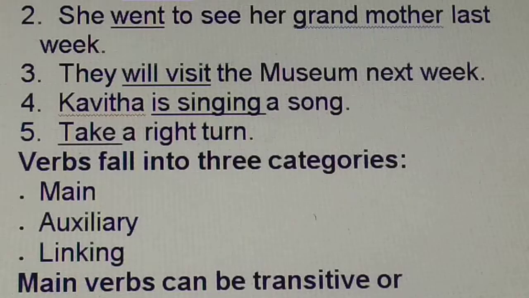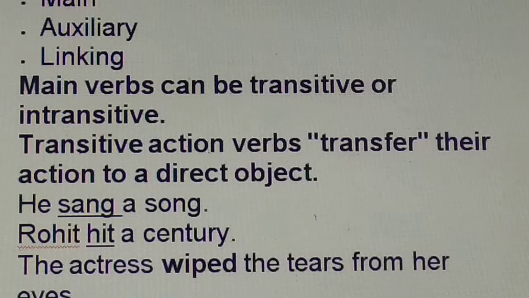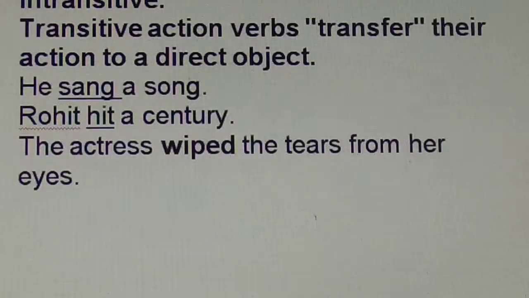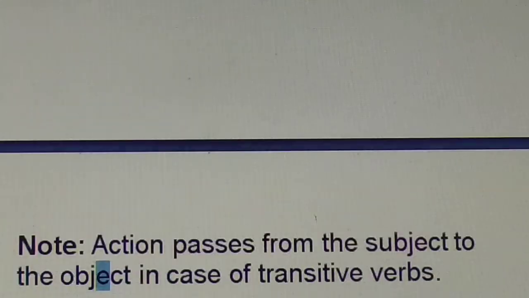Take a right turn. Take. That denotes some action. Therefore, it is a what? It is a verb. Yes. Verbs fall into three categories: main, auxiliary, linking. Main verbs can be transitive or intransitive. Transitive action verbs transfer their action to a direct object. He sang a song. Rohit hit a century. The actress wiped the tears from her eyes.